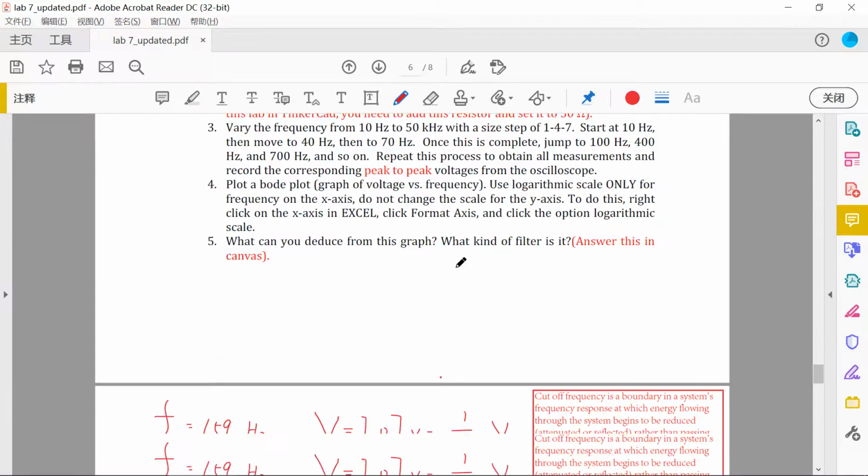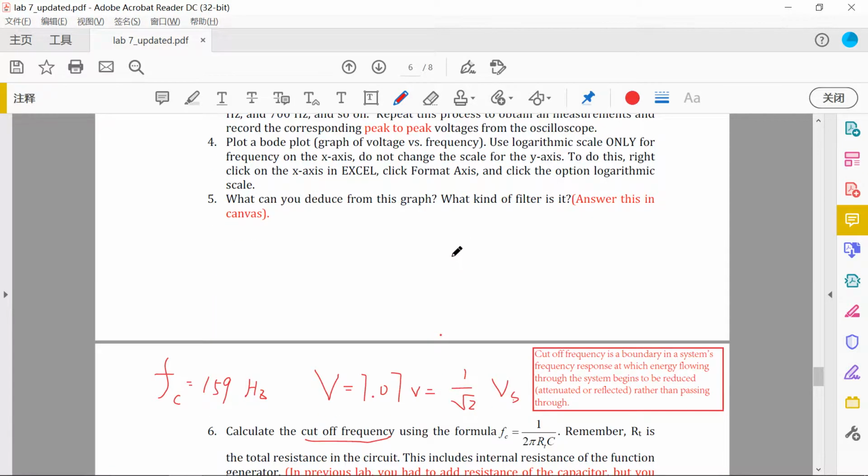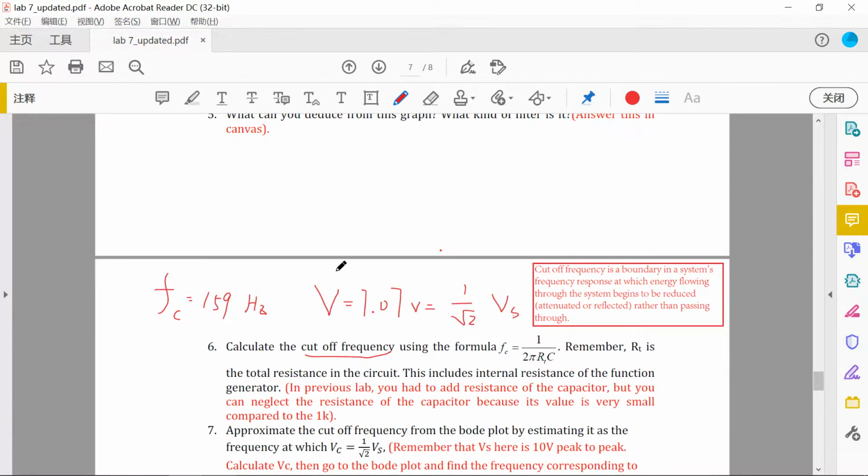Okay, and there is another important theory we need to know, which is cutoff frequency. Cutoff frequency is a boundary in a system's frequency response at which energy flowing through the system begins to be reduced rather than passing through. The cutoff frequency can be calculated by this formula.